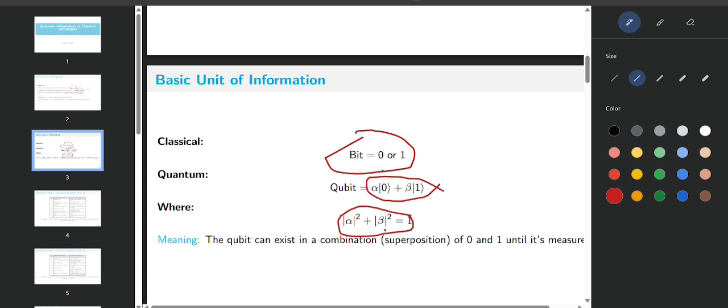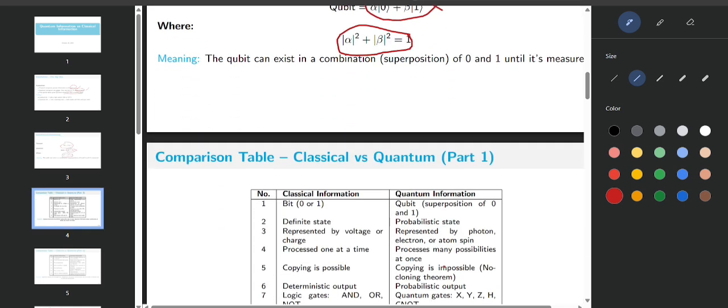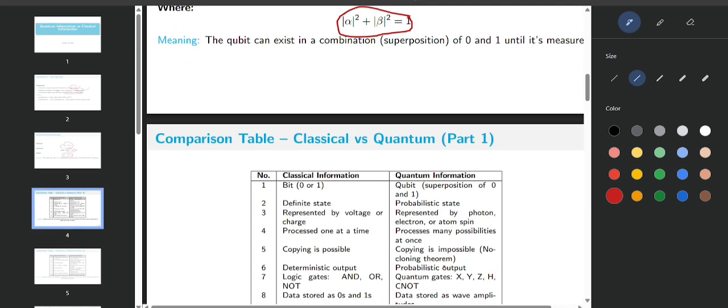So it should obey this condition, then only we can say the qubit is valid: mod alpha square plus mod beta square should be equal to 1, where alpha and beta, as you already know, are complex numbers, which tell the probability of the qubit being in 0 or 1. If we add up those probabilities, that should be equal to 1. So in simple words, a qubit is a mixture of 0 and 1 until we measure it. Once we measure it, it will be either 0 or 1.